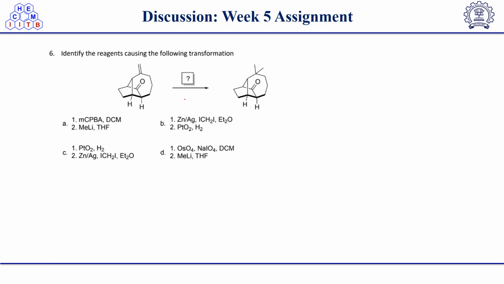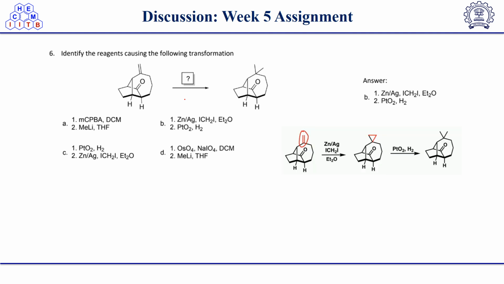So here the correct sequence of reaction used in this transformation is option B. That is, first it is treated with zinc and silver catalyst in presence of diiodomethane and diethyl ether, and then it will be treated with platinum dioxide in presence of hydrogen to give this product. So what is happening here is, first when this exocyclic double bond is treated with this zinc in silver and this ICH2I, this double bond is getting converted into a cyclopropane.